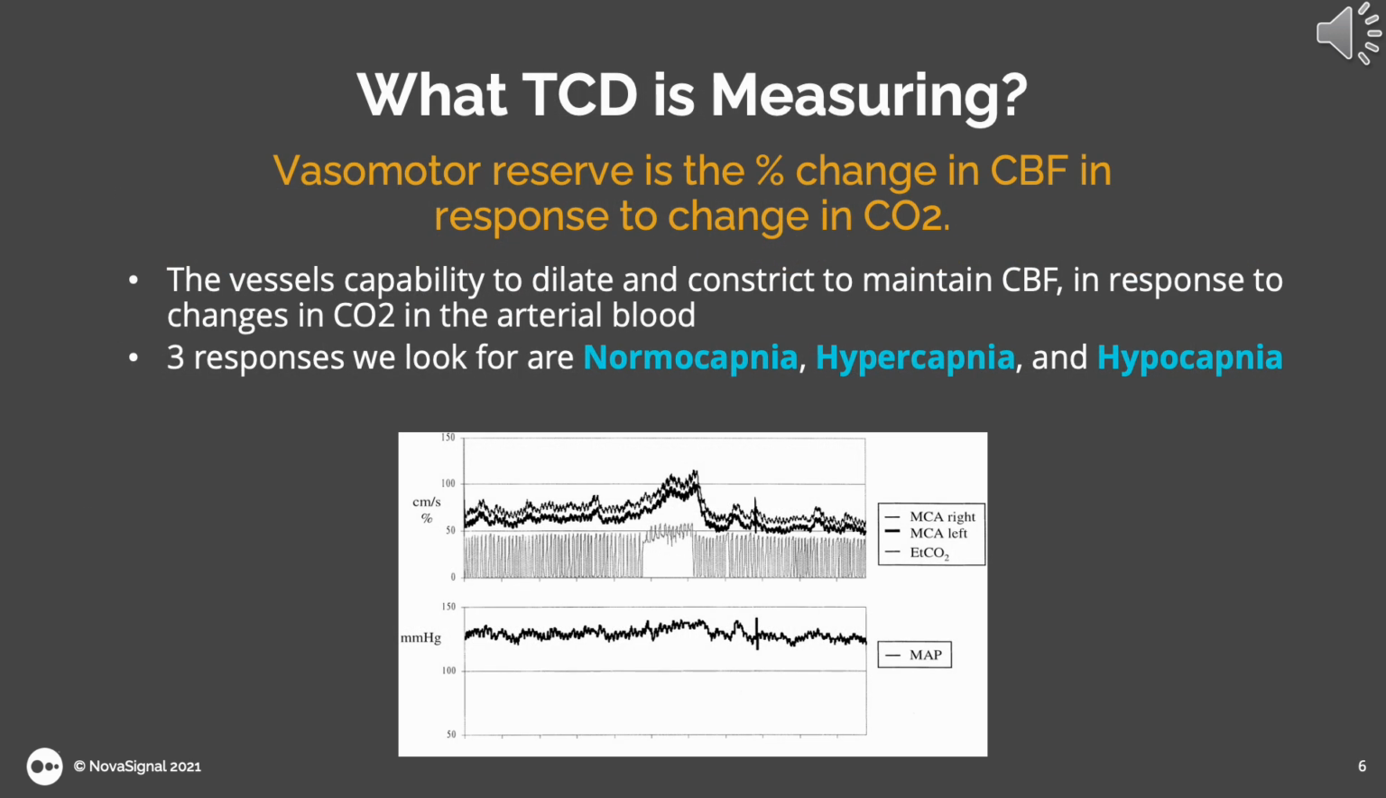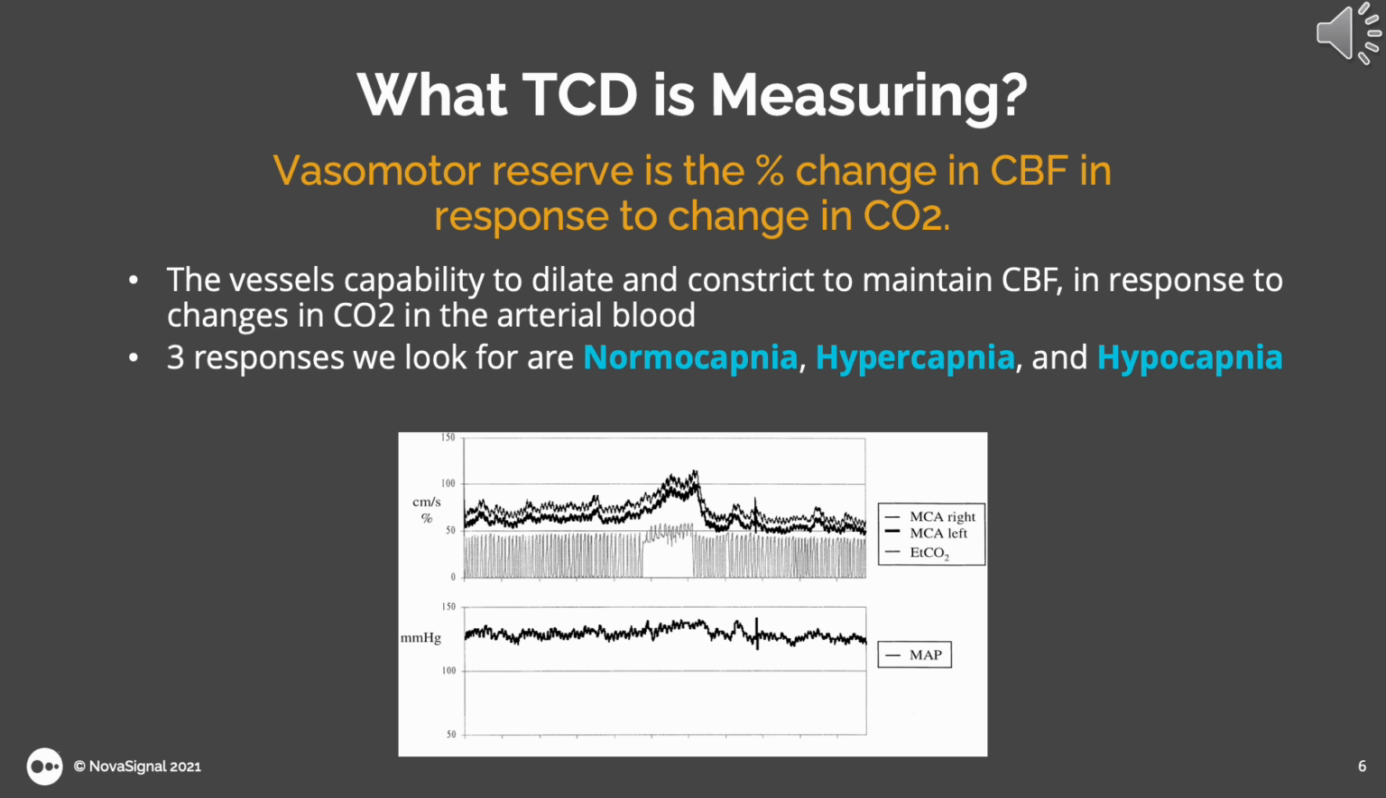What is TCD measuring? Vasomotor reserve is the percent change in cerebral blood flow in response to changes in CO2. So with TCD, we are measuring the intracranial vessel's capability to dilate and constrict to maintain balanced cerebral blood flow in response to changes in CO2 in the arterial blood. The three responses we look for are normocapnia, hypercapnia, and hypocapnia. The image below shows these three responses from left to right.